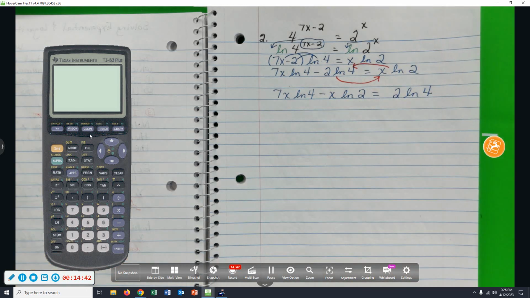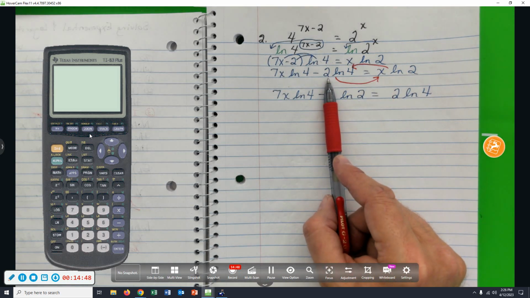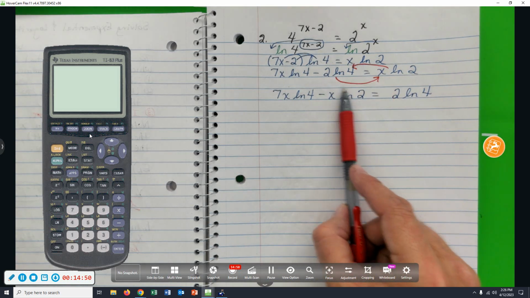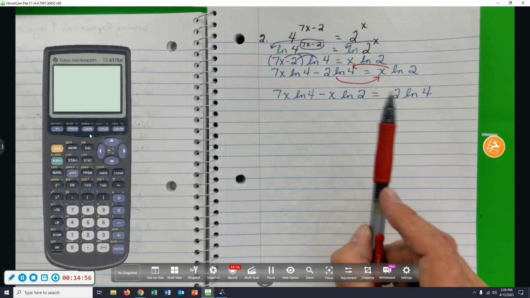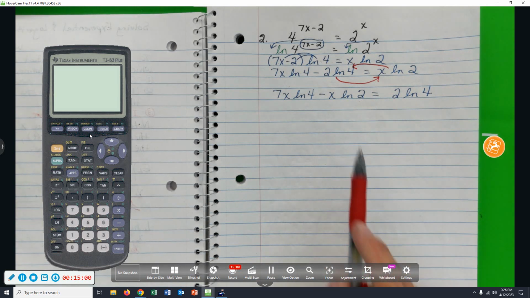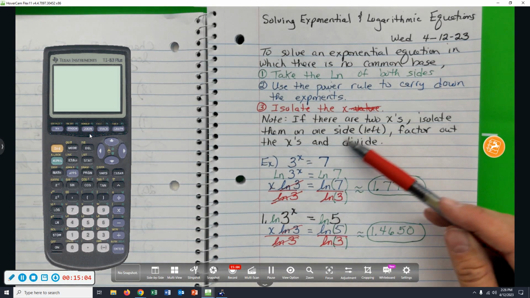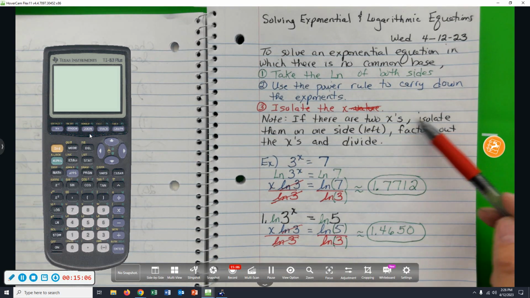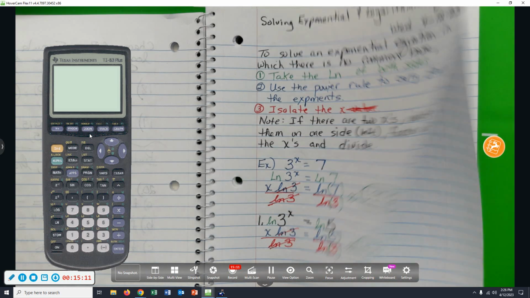Okay, so isolate the x terms on the left. I subtracted x ln 2 from both sides, and I added 2 ln 4 to both sides. Now I need to somehow get it to just a single x. And the way I'm going to write this so that there's only one x, after I isolate the two x's on the left side, factor out the x's.